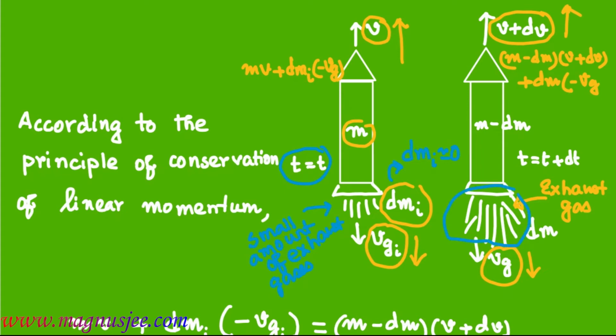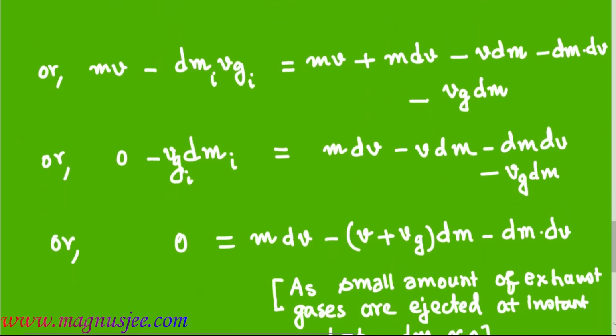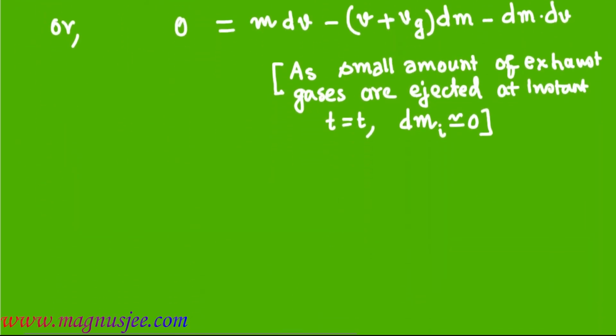But at instant t equal to t plus dt, a large amount of exhaust gases are released. That's why the mass of exhaust gases will be dm. A large amount of exhaust gases are released at instant t plus dt. That's why dm will not be 0, but dmi is approximately equal to 0.